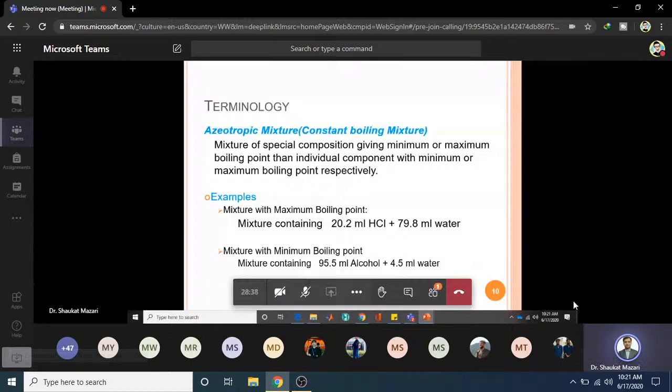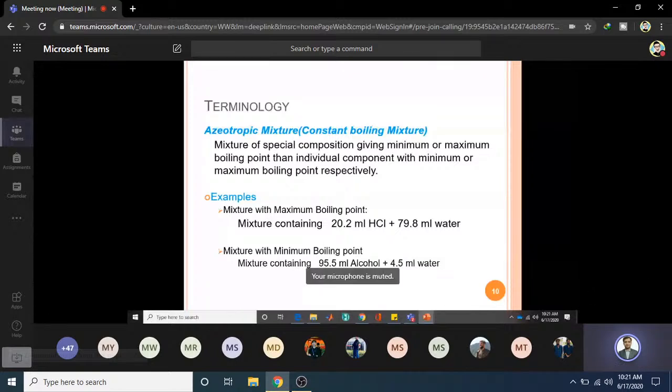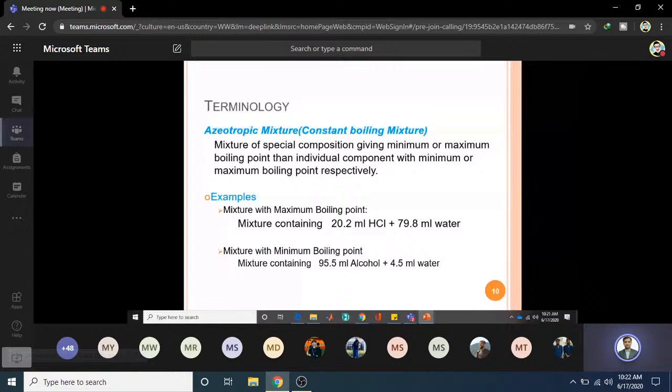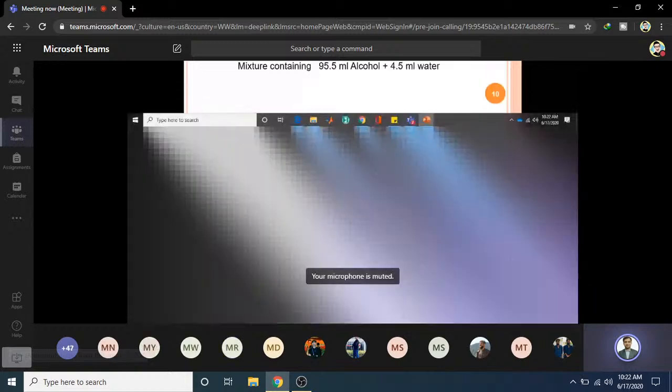For example, if I have components A and B, their vapor pressures would be more or less similar. Either they will be lower or they will be higher. In both cases, we always have difficulty in separating those components. Normally, in such a situation, we call that a constant boiling mixture. Here is one of the examples, a mixture with maximum boiling point.